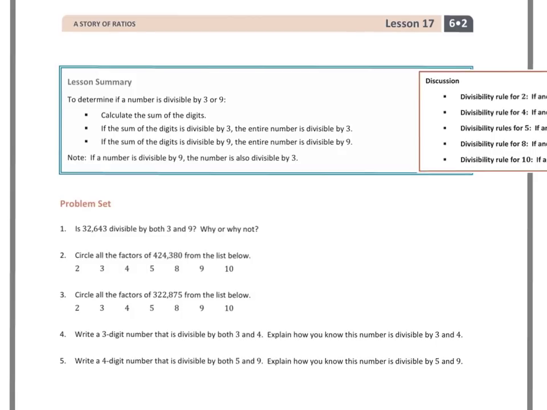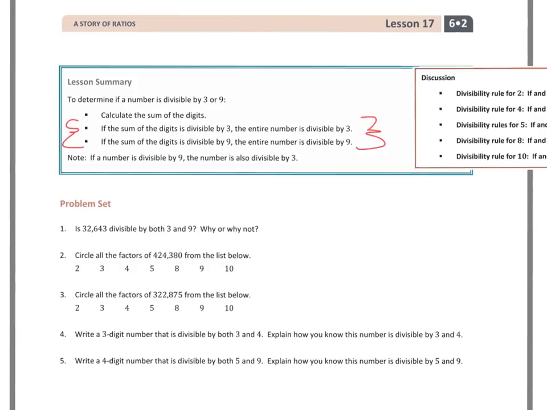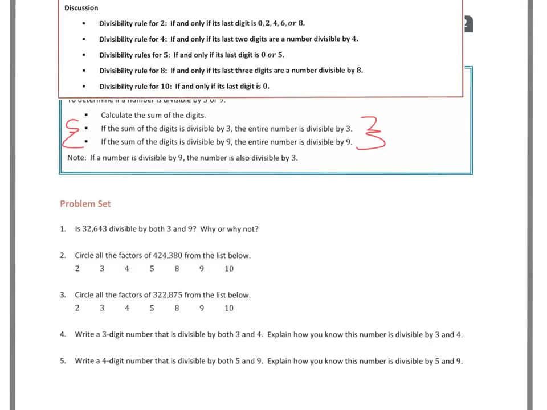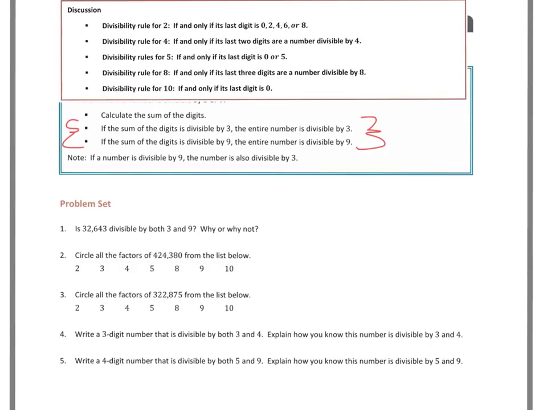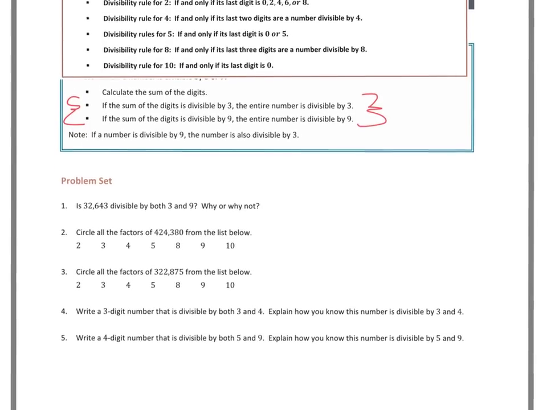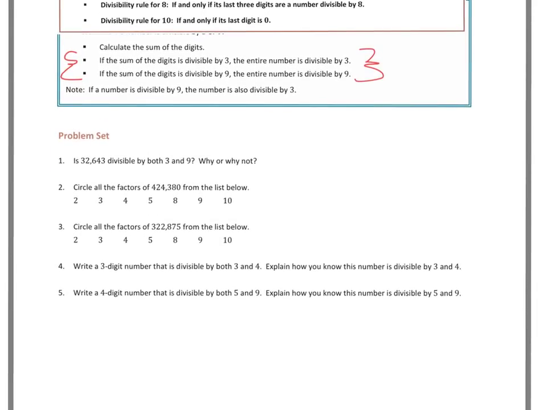Now, for this lesson problem set, we're going to be seeing if numbers are divisible by other numbers. So, in the lesson summary, we have our statements for if a number is divisible by 3 and 9, and I also brought in the divisibility rules for 2, 4, 5, 8, and 10 from the discussion earlier. So we have all those to refer back to. So let's take a look at one.